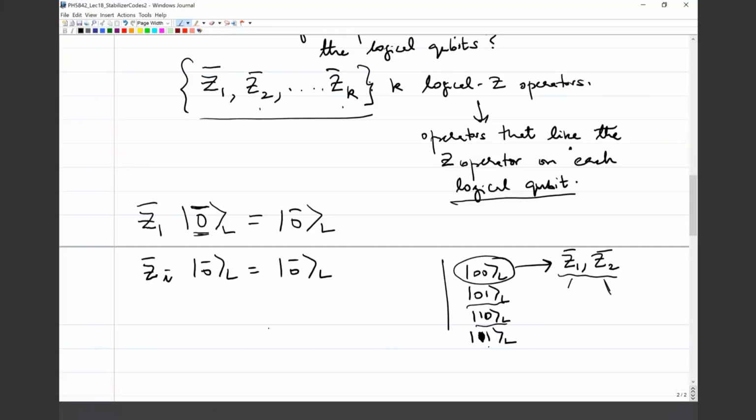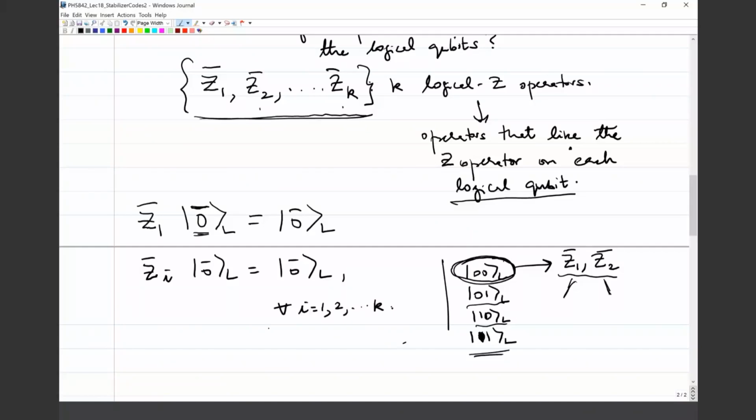And this one will be a +1 eigenstate of minus of both these operators, okay? But the all zero logical state I can identify as the common +1 eigenstate of all these k logical Z operators, right? So this is going to hold for all i going from 1 to k, right?